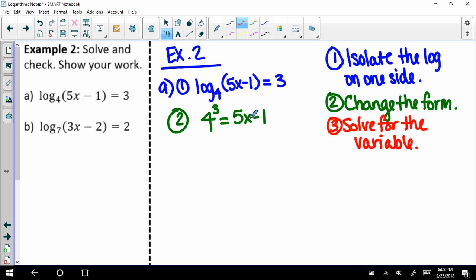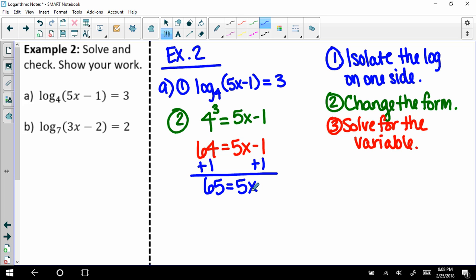Which we get x by itself. So first let's figure out what's 4 to the third power. 64 equals 5x minus 1. Now let's add 1. So 65 equals 5x. Divide by 5. So x equals 13.